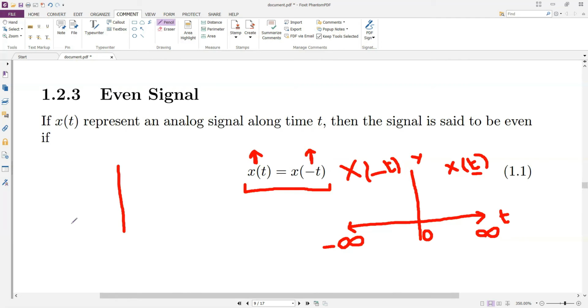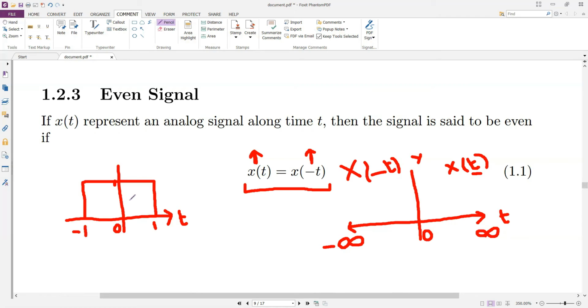In other words, let's suppose we have a signal that looks something like this. Along the positive time axis, the signal has a value of 1 at 0, and then the signal has a value of 0 at 0.1. The same values will be exhibited by this particular signal along the negative time axis.